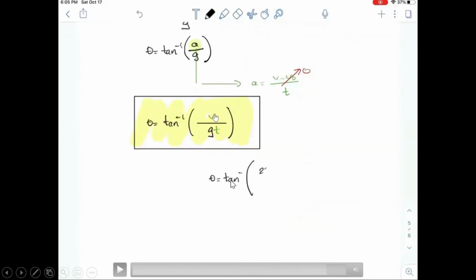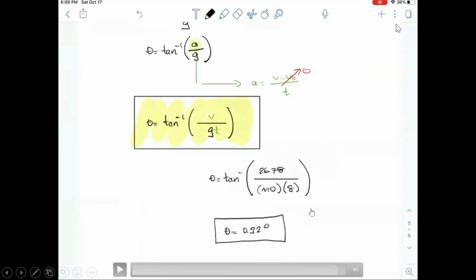The speed is going to be 60 miles per hour, so it's going to be 26.78, divided by g, which is roughly about 10. Time is going to be 8 seconds. And the angle is going to be very small. It's going to be less than 1 degree.